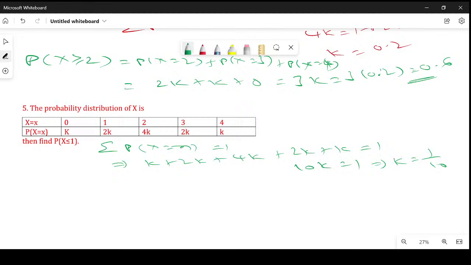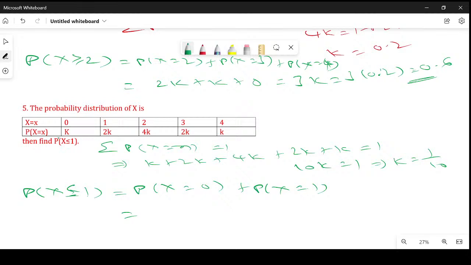They are asking P(x ≤ 1). Sometimes they may give "at most 1". P(x ≤ 1) is nothing but at most 1, which means the same thing: at most 1 is maximum 1. So I can write P(x = 0), the probability of x equal to 0, plus the probability of x equal to 1.